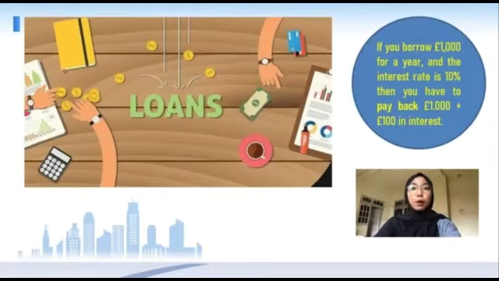Companies often borrow money from banks to finance investment, equal pay for things they need to buy to help the company's future, e.g. machines. This money is called a loan, and companies have to pay interest on it, e.g. if you borrow 1,000 pounds for a year and the interest rate is 10%, then you have to pay back £1,000 plus £100 in interest.